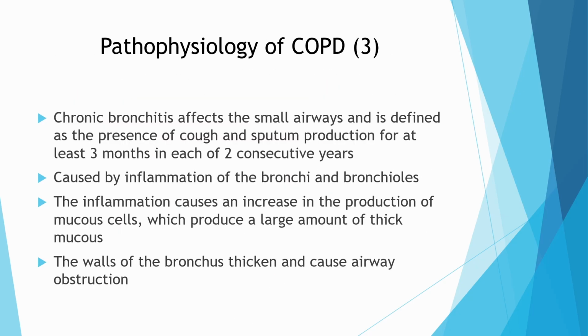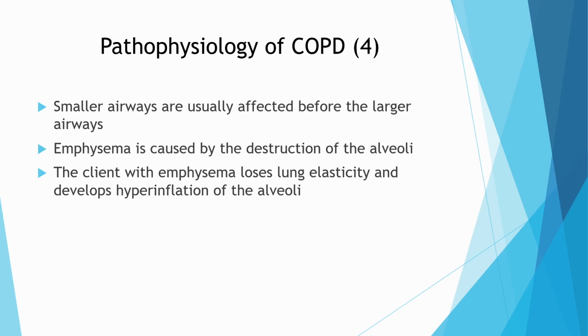So, chronic bronchitis will affect the small airways and is defined as the presence of cough and sputum production for at least 3 months in each of the 2 consecutive years. It is caused by inflammation of the bronchi and the bronchioles. The inflammation will cause an increase in the production of mucus cells, which will produce a large amount of thick mucus. The walls of the bronchus will thicken and then cause airway obstruction. Smaller airways are usually affected before the larger airways.